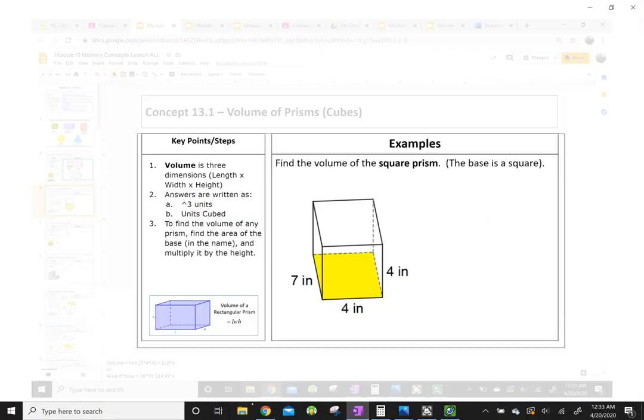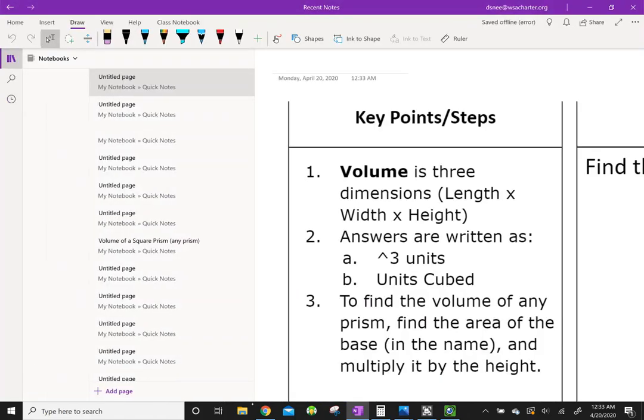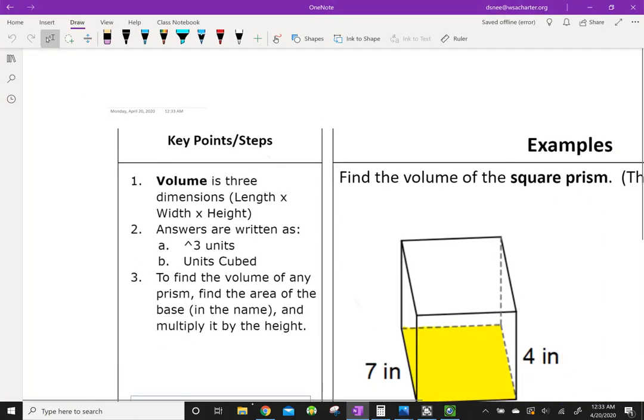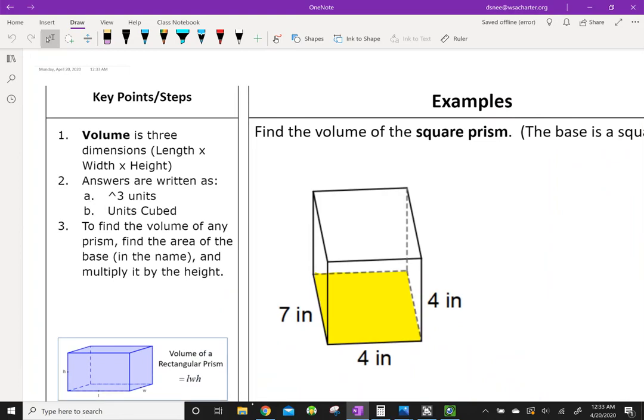We're going to take some notes. You're going to draw this stuff out. You're going to pause your video as much as you need to, okay? Volume, I'm going to just kind of highlight as I read. Volume is 3 dimensions: length times width times height, okay? These 3 dimensions, right? And this one is a square prism. So we're gonna follow these key steps, okay?